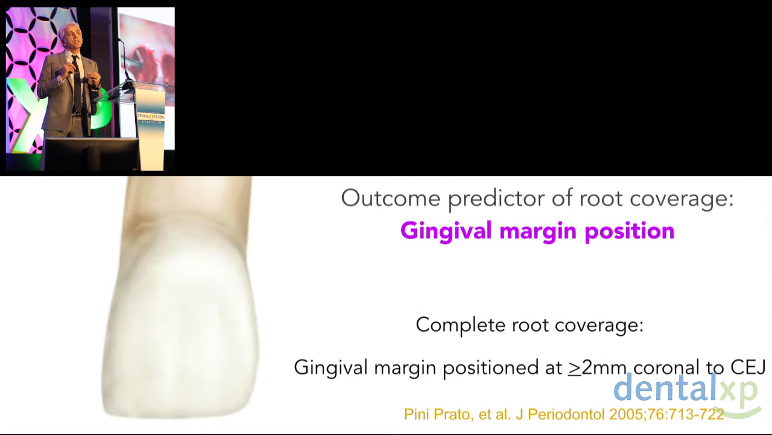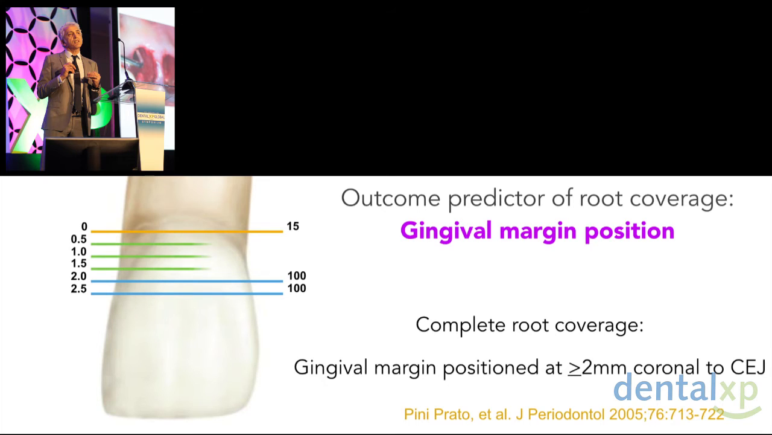And the final point has to do with gingival margin and where we position it during surgery. The studies from Peri demonstrated that complete root coverage was gained in 100% of times when the gingival margin at the end of the surgery was positioned at least 2 millimeters coronal to the CEJ. But then if the gingival margin was positioned only at the CEJ, only 15% of time 100% root coverage or complete root coverage was achieved.